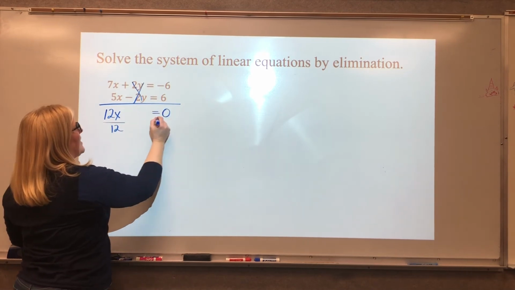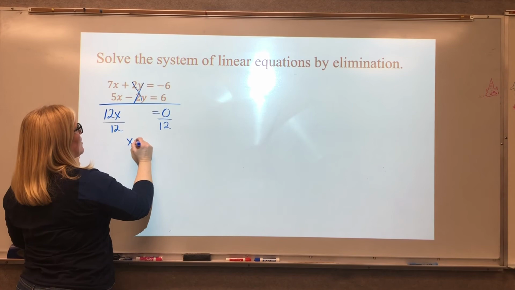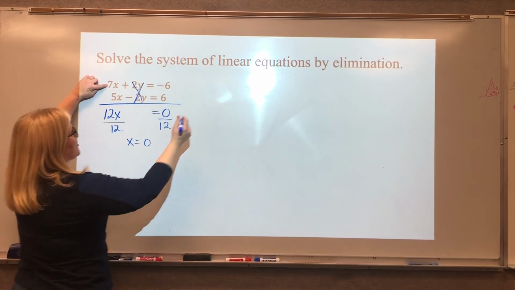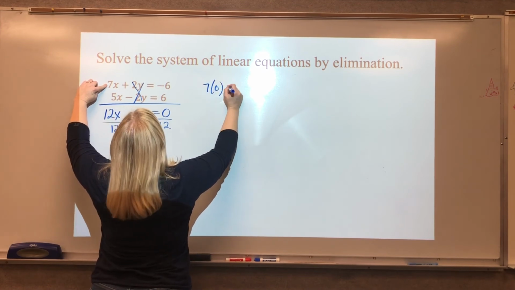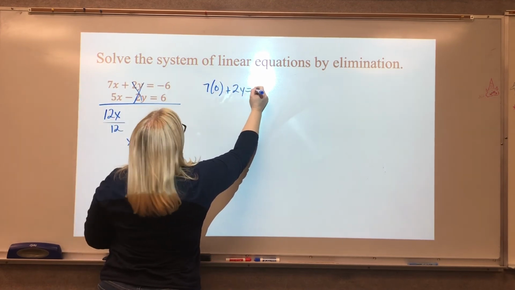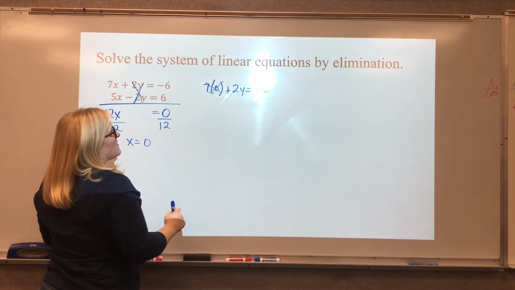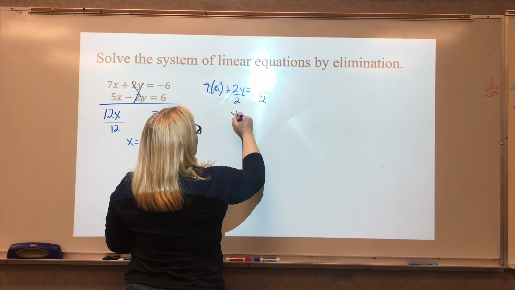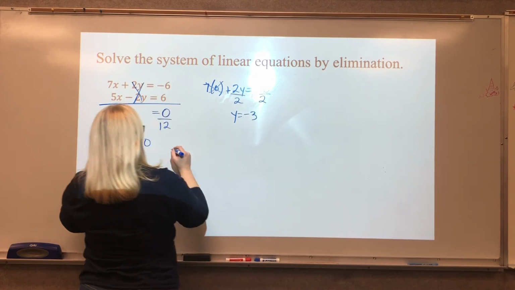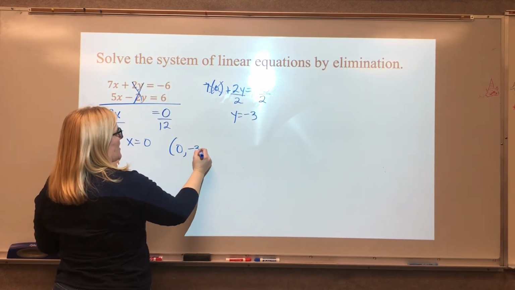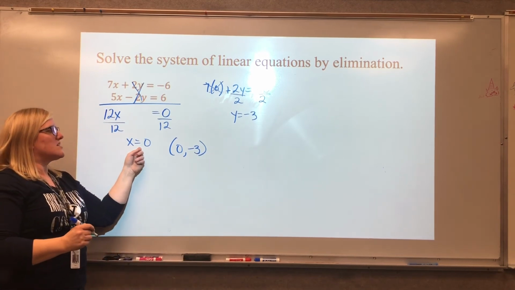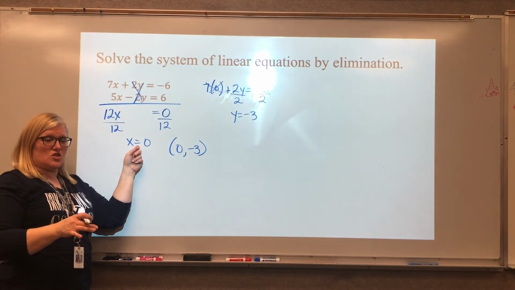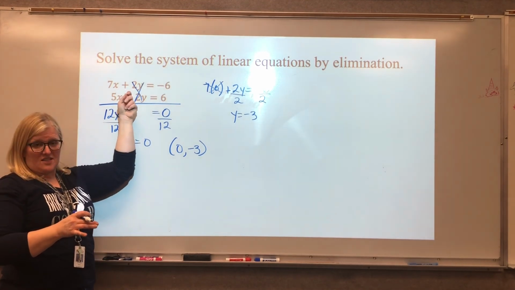So now I can solve for x. X is 0. And now I just plug 0 into one of these original equations. So 7 times 0 plus 2y equals -6. That just goes away. I divide by 2 and I get y equals -3. So my answer is 0, -3. So once you get one variable, just like with substitution, you plug it back into one of these to get the other one.